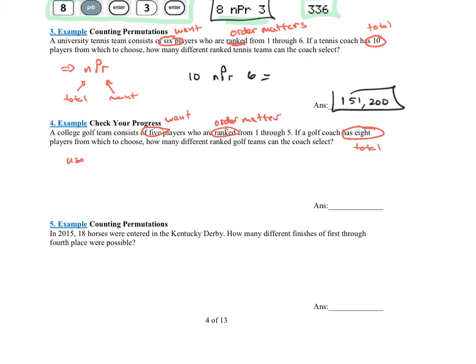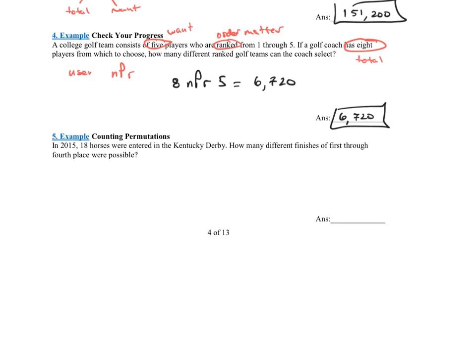That tells me use permutations. It's always the total first. The total number was 8. How many did I want? I wanted 5. So I put 8 NPR 5 into my calculator. Please do so now. I'm getting 6,720. All right, let's move on to that next one.